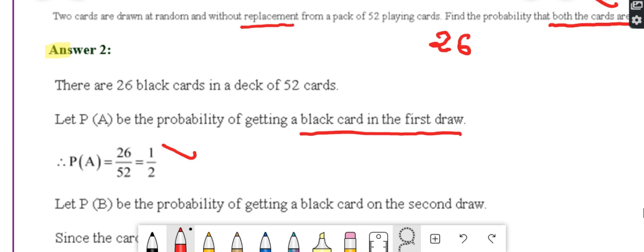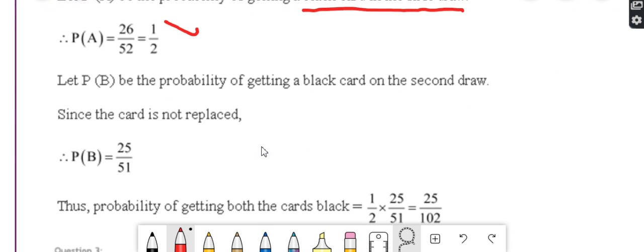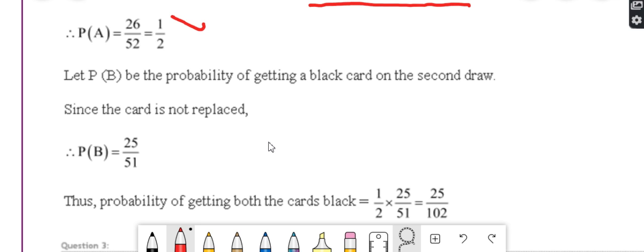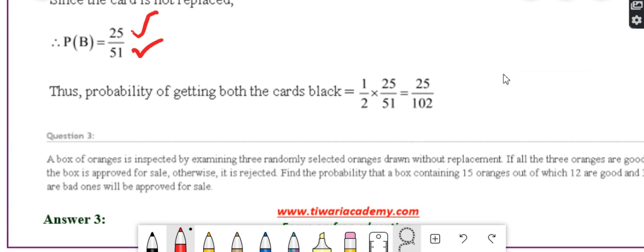Now please be careful, you are not putting back. Means when you choose a second card, what will happen? There will be 25 black cards and one card less in the denominator. So P of B will be 25 upon 51. And since both are independent events, the answer is 1 upon 2 into 25 upon 51, that is 25 upon 102. So this is the final answer.